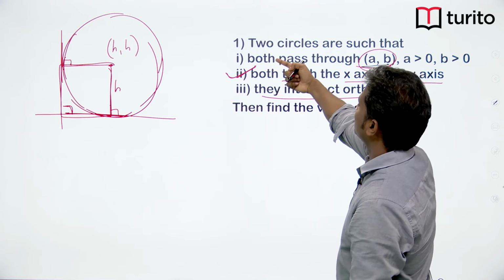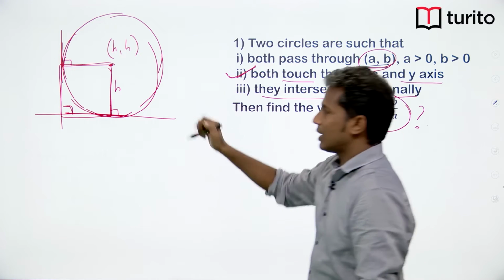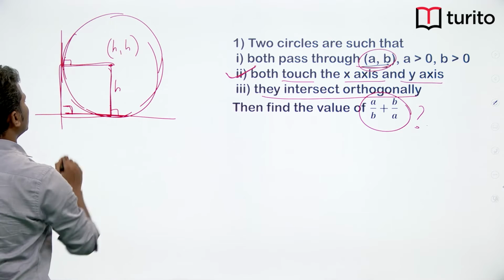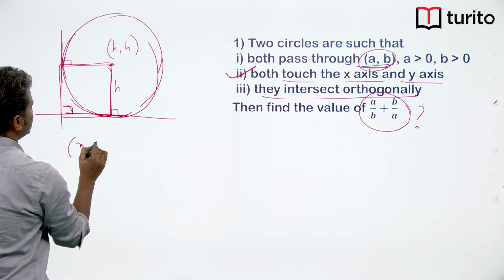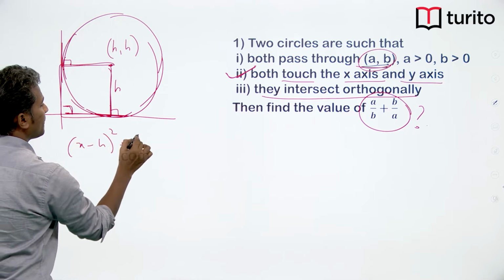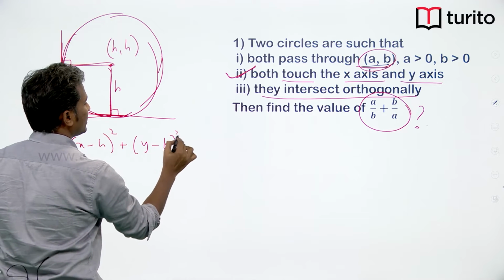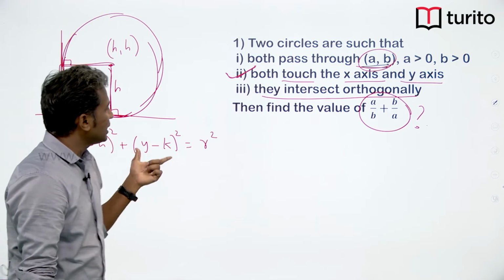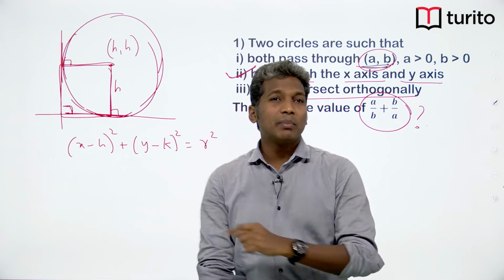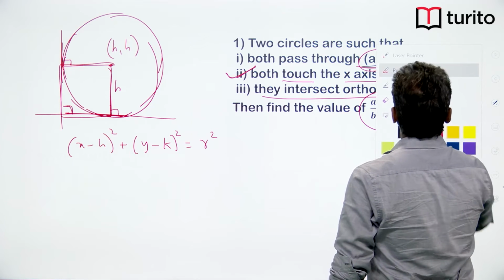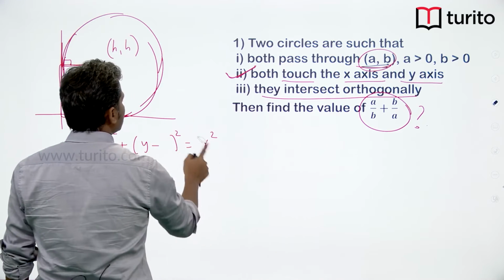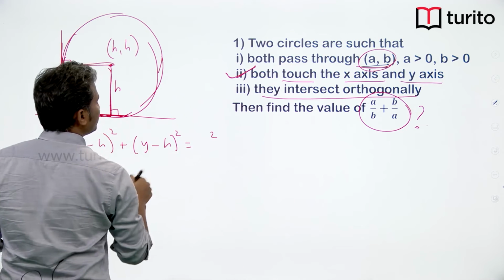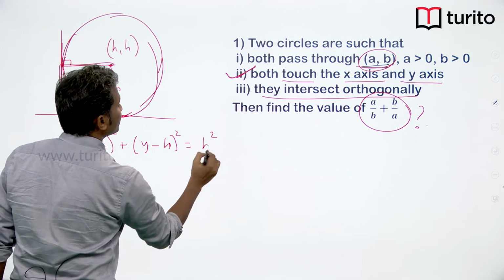Now, I will use the data from point number 1 also, but before that we can in general write equation of circle in this form, which is (x minus h) whole square plus (y minus k) whole square equal to r square. This is the general form of circle where h comma k is the center, r is the radius. But in this specific case, because center is h comma h and radius is also h, we can use h for y coordinate of the center and also h for the radius.